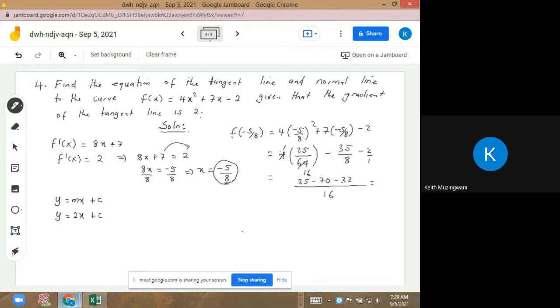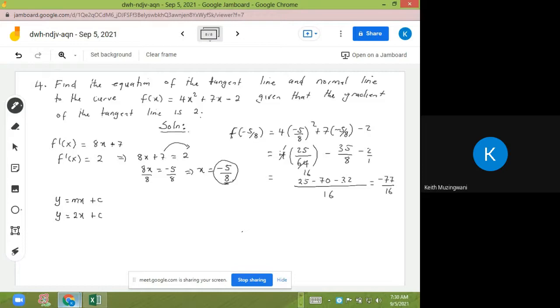So we do the addition here. 70 plus 32, that is 102. Minus 25. That's 77. It will be negative 77 over 16. Okay, that is the value of y when x is negative 5 over 8.